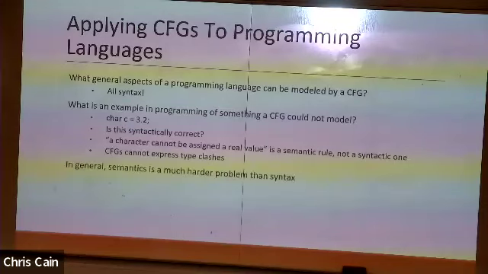In general, we'll find that semantics is a significantly harder problem than syntax. We can solve syntax with a grammar. Semantics will have to have a much longer and more difficult conversation about how we can model semantics. Nothing quite this simple exists, which is unfortunate because context-free grammars are beautiful.